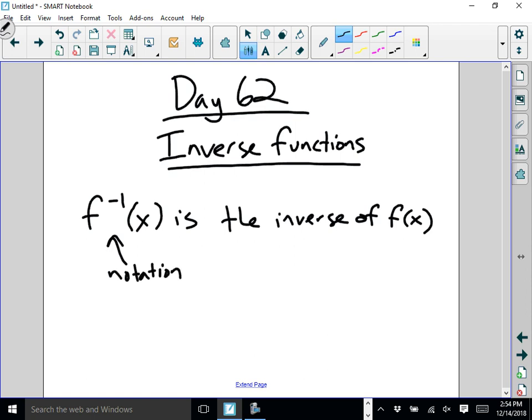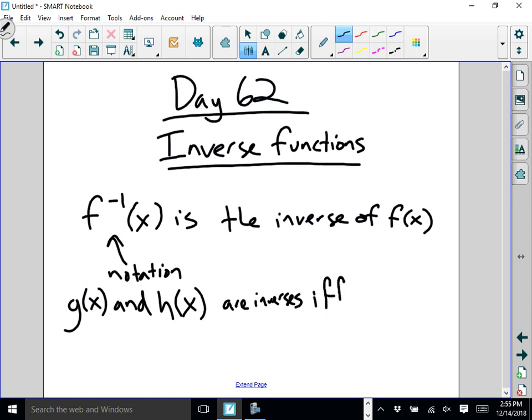Sometimes they use that in a problem, so you know we're talking about inverses. Sometimes they use a property of inverses. So let's say we have two functions, g of x and h of x. And you should remember this from Algebra 2. G of x and h of x are inverses if and only if g of h of x equals h of g of x equals x.